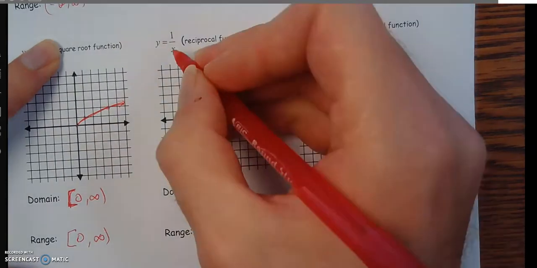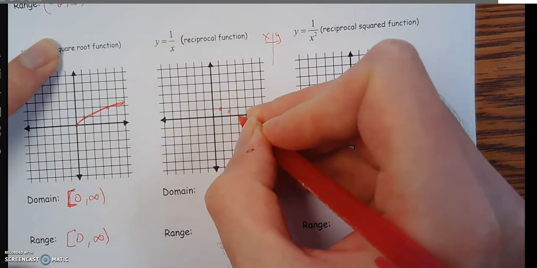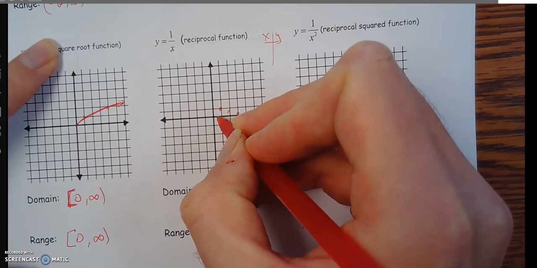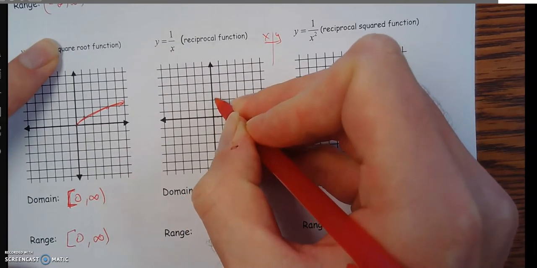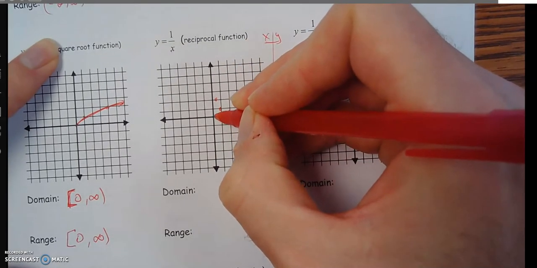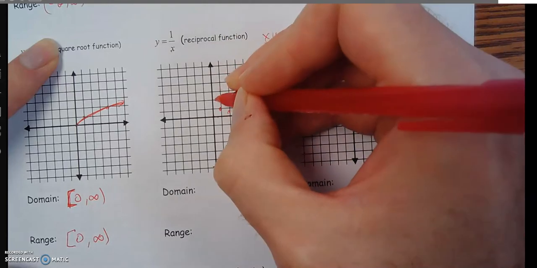So like this guy, when I plug in 1, I get 1. When I plug in 2, I get a half. When I plug in 3, I get a third. If I plugged in a half, I'm going to get 1 divided by a half, which is actually 2, and so on. So the smaller the fraction I plug in, the bigger the result, because you're taking 1 divided by that, so it flips it over.